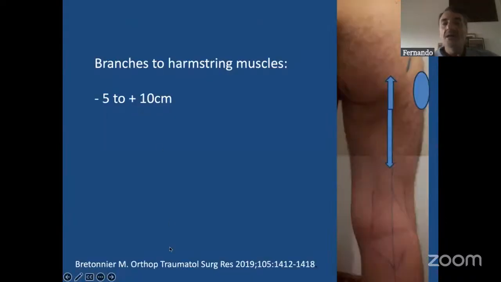But this is a very interesting article by Bretonnier and collaborators. They made a map of the branches of the sciatic nerve to the hamstring muscles. That is a very important guide to treat patients with spasticity of the posterior hamstring muscles.